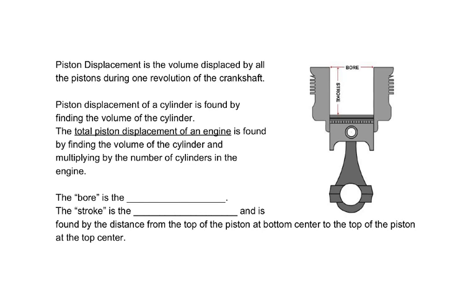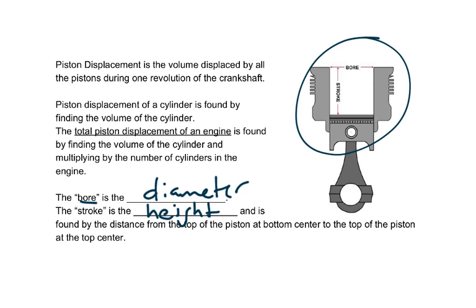So here we're looking at a piston like in an engine. We can talk about the displacement, but first we need to know that the bore of the engine is the diameter, and the stroke of the engine is its height, that it's moving, and we can see that in this diagram over here. So we'll be talking about piston displacement. Piston displacement is just another way of talking about the volume of the cylinder.